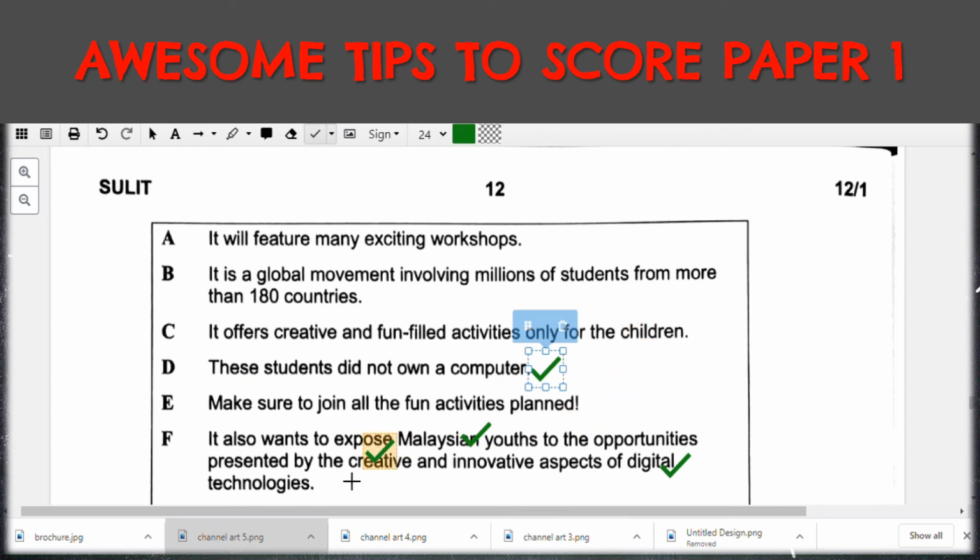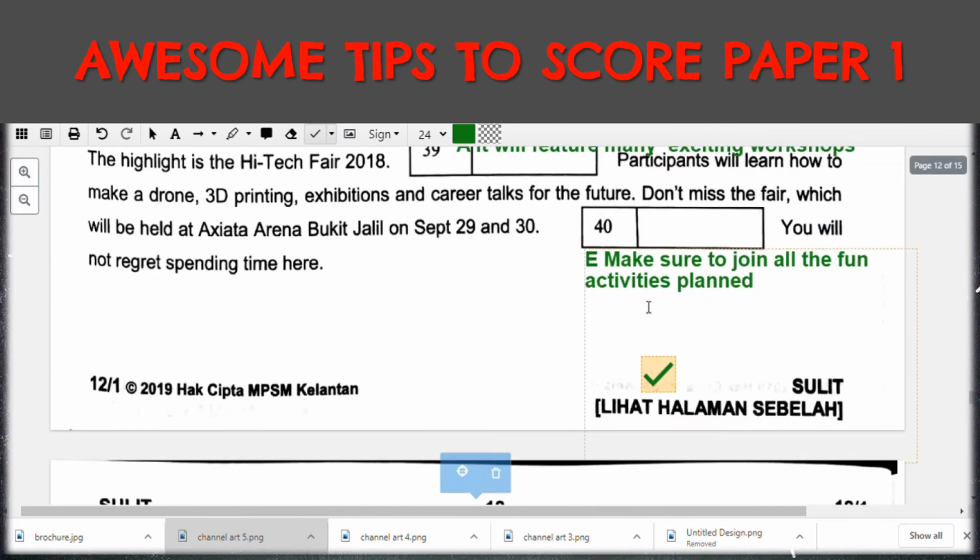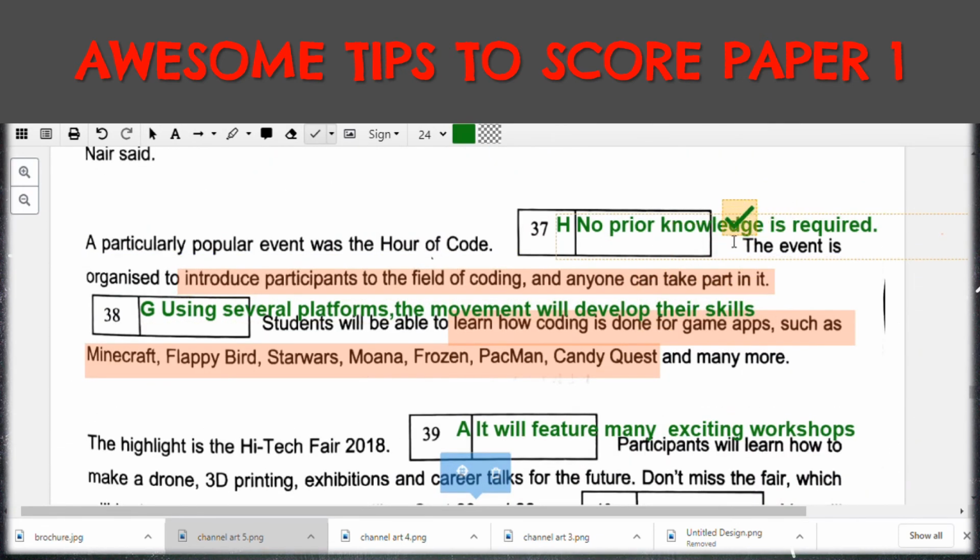Okay? Now, make sure to join all the fun activities planned. Anyone, make sure to know. So, now, using several platforms, the movement will develop their skills. So, of course, it's not acceptable. The best answer is no prior knowledge is required. Why? Because anyone can join. They don't need any previous knowledge. That's 37.